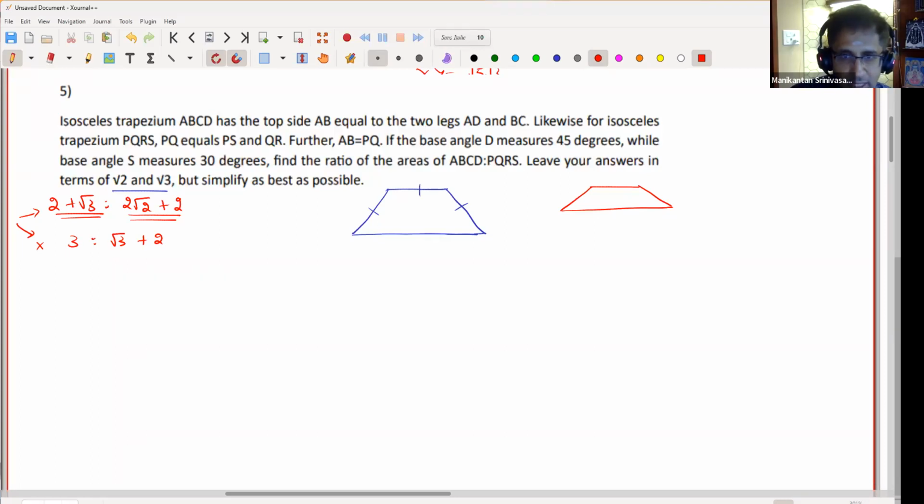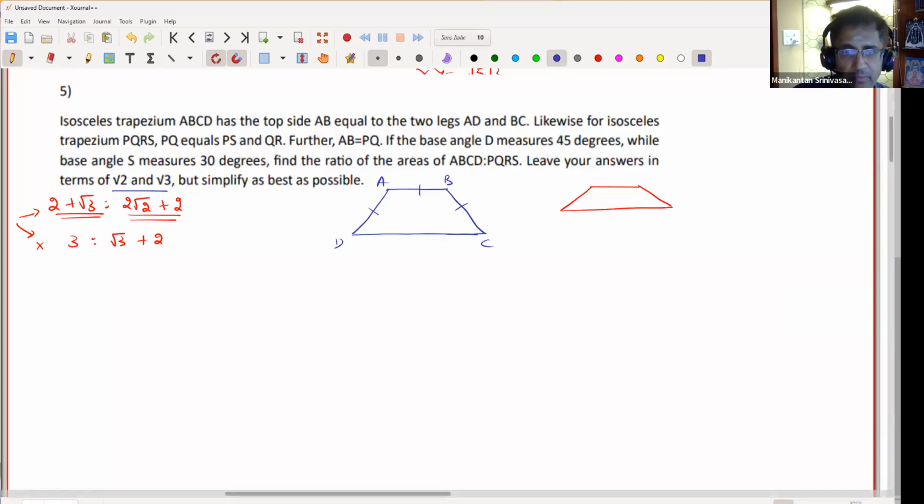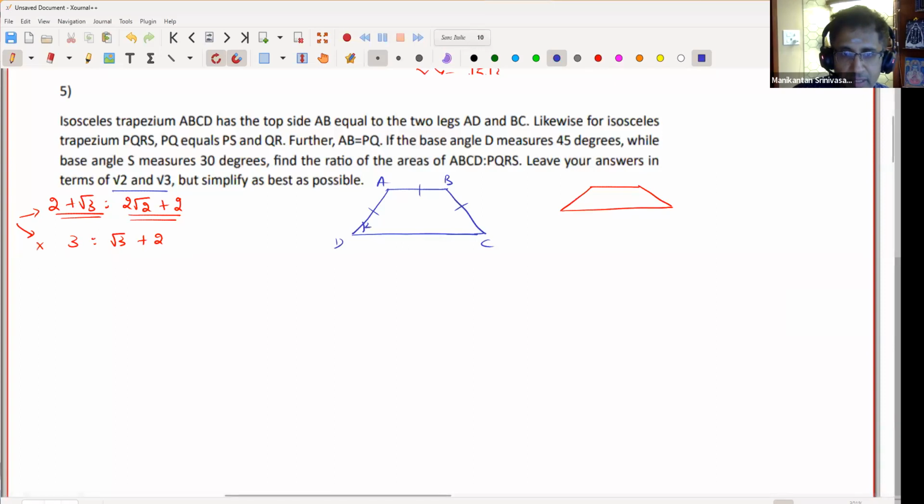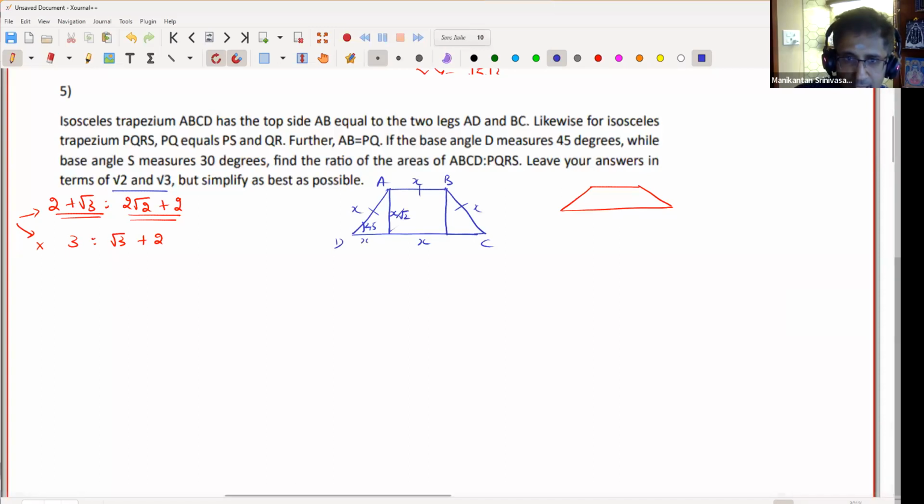But let's check, right? So there are two trapeziums. Fundamentally it's easy. We all know this A, B, C, D. So this is given to be this. And then let's finish the blue trapezium first. I've given this to be 45 degrees. So let's call this X. So this is X, this is X. If I drop a perpendicular here, this is also X. And by 45, 45, 90, this is X by root 2, and this is X by root 2.